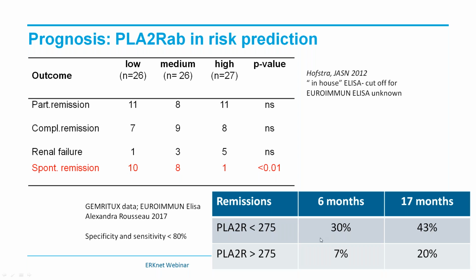In another study from the Paris group, it was also shown that measuring the PLA2R antibody titer using the commercially available ELISA also allows a certain risk prediction. If you have a high level above 275 units per ml, then the likelihood of developing a spontaneous remission after 17 months was 20%, whereas if the antibody titers were below the cutoff level, then the likelihood of developing spontaneous remission was higher at 43%. Still, if you look at these data, it's very clear that the sensitivity and specificity of these cutoff values to predict the risk is much lower than 80%. So at this time, the antibodies do not allow better risk prediction.